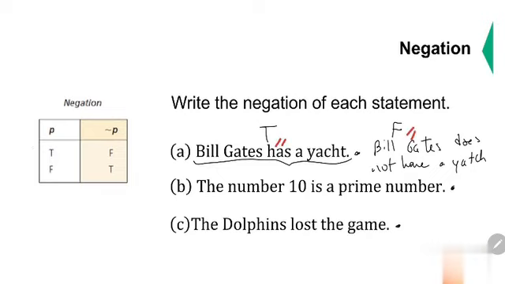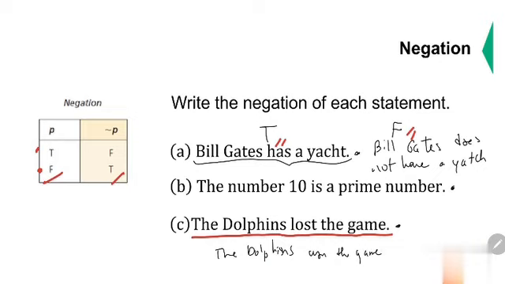Ganun din kapag kabaliktaran, di ba? If the original statement is false, statement B is true. For example, if this one is false, edi true yung pangalawa o yung negation statement. The Dolphins won the game. This is now true if the first one is false. Okay? O, ito yung sinasabi ko sa inyo kanina that there are possible outcomes. In a negation statement, if the original statement is true, again, I'm only repeating myself, the negation statement is false.